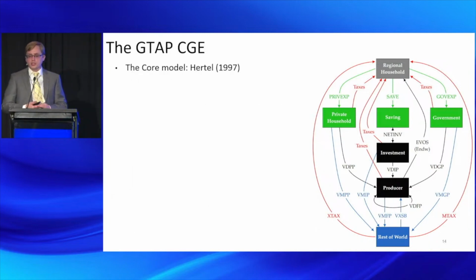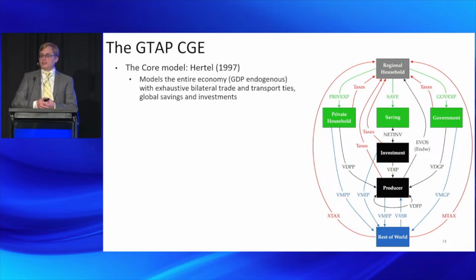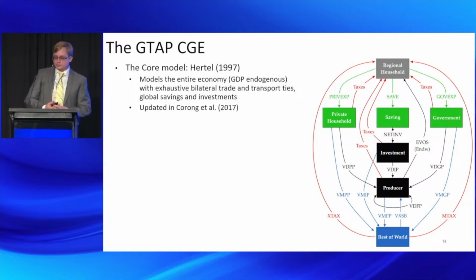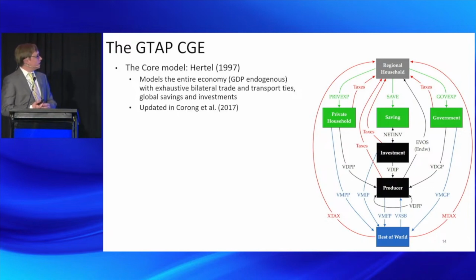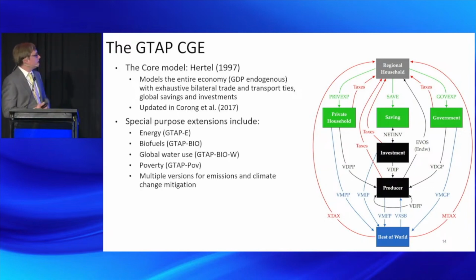So that's a CGE. The one we use is based on the core model, as it's referred to, which models the entire economy, and GDP is endogenous here, so that's not going to be a calibration parameter. And we have exhaustive bilateral trade and transport ties. For better or worse, the origin of GTAP was as a trade analysis tool, and so we have quite a bit of detail there. We use the latest version of it, which was in Corong et al. 2017.